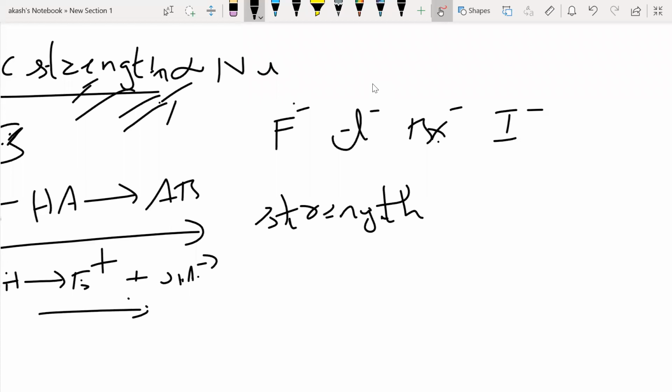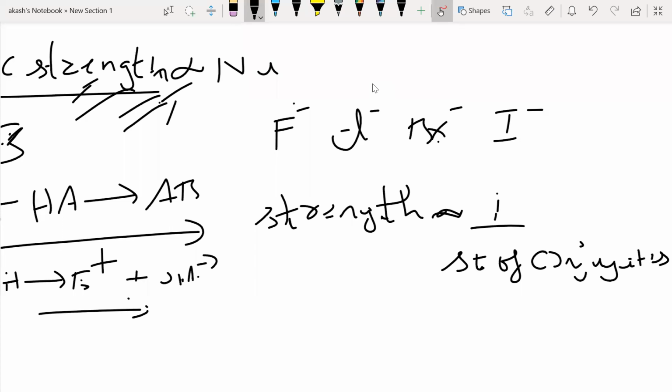The strength of an acid or the base is inversely related to the strength of the conjugates. So that's what you understand.